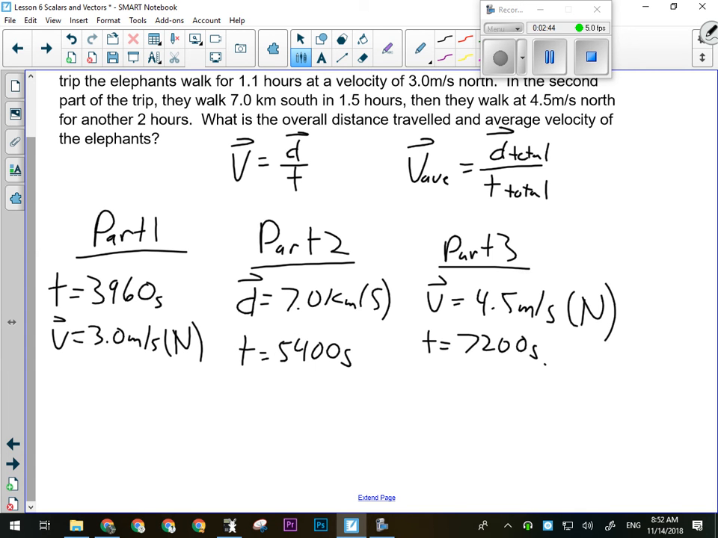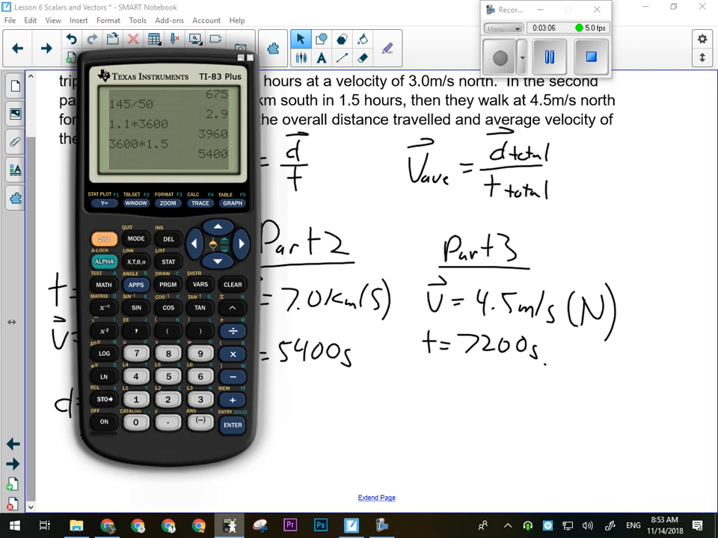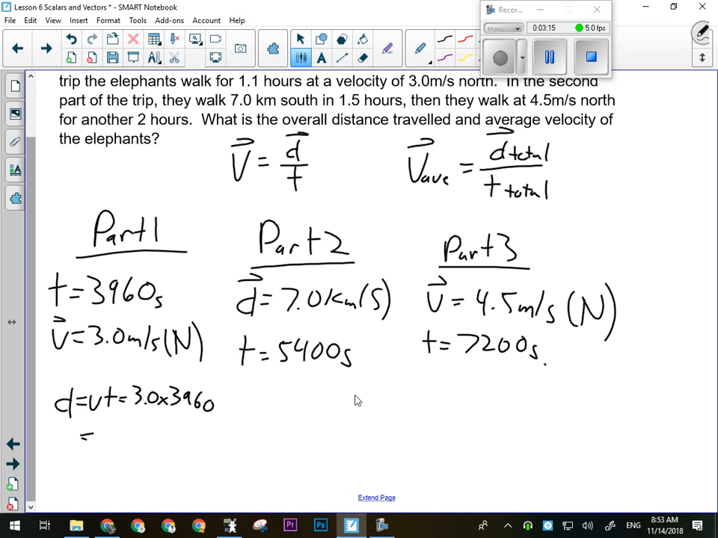Yes, so that's where I'm going to be using this formula in kind of a singular form for these two parts here. So I'm going to manipulate v equals d over t to solve for d, which means I'm going to multiply both sides by t. So I'm going to have that d equals v times t, so that'll be 3.0 times 3,960. All right, so they're going to walk 11,880 meters.